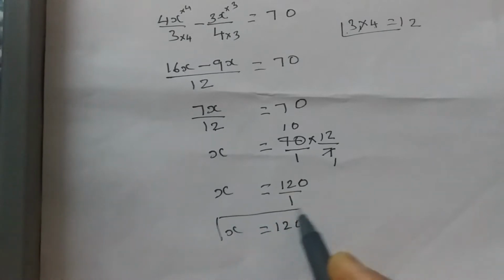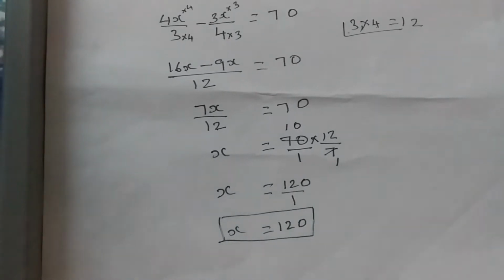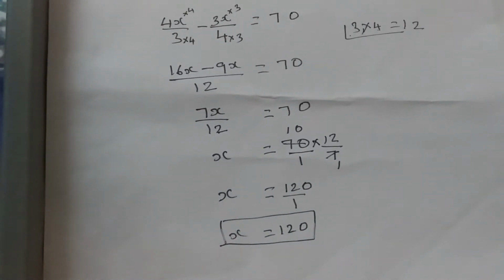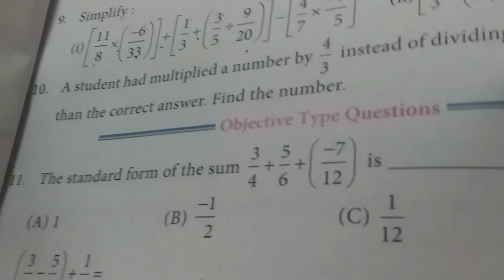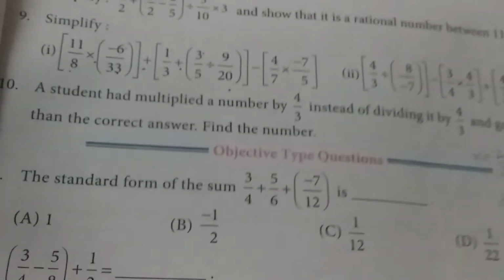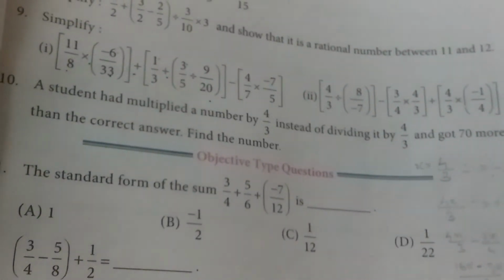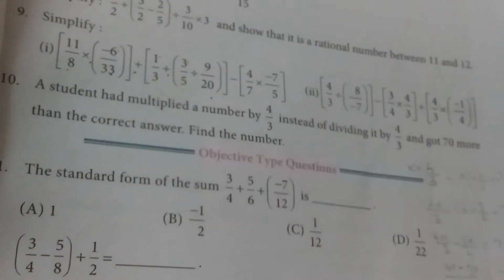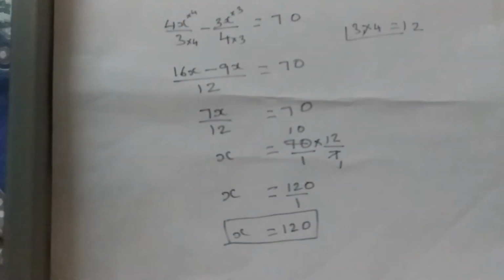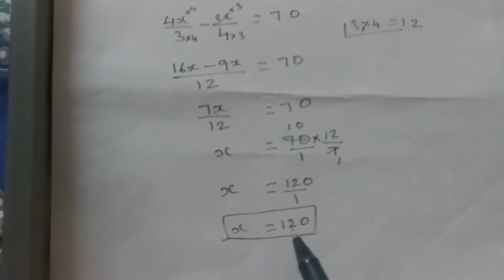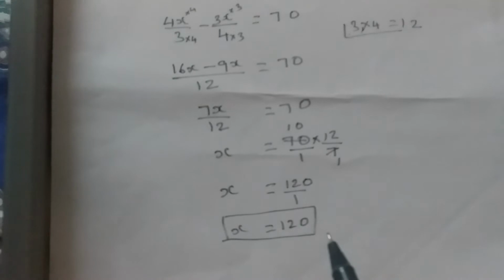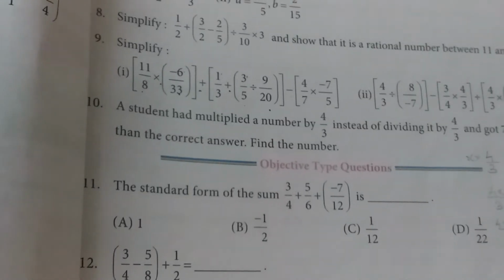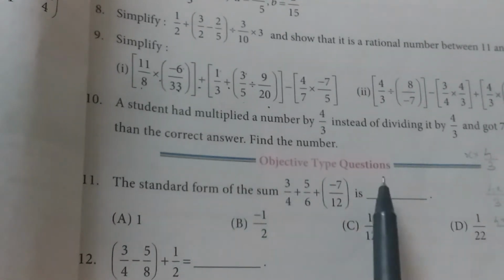So the number which has to be multiplied is what? We are supposed to find the number. A student had multiplied a number by 4 by 3 instead of dividing. So what is that number? Find the number. The question is to find the number only. The number she had multiplied is 120. Now we'll move on to question number 11 with the objective type questions.